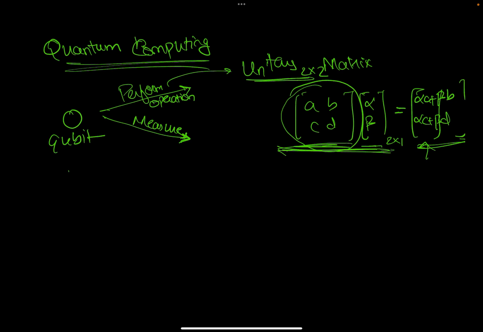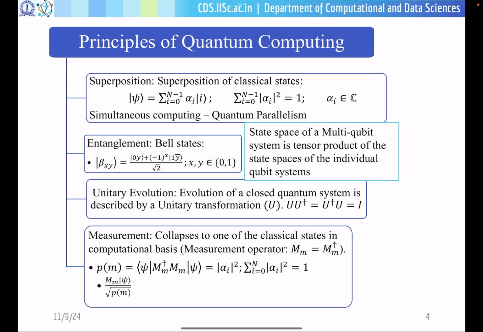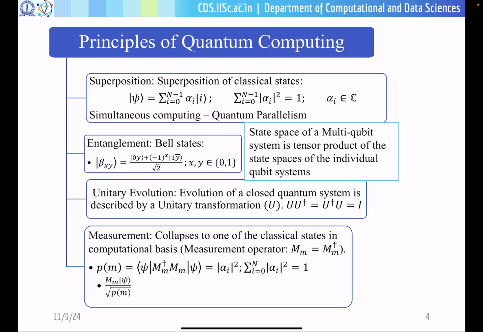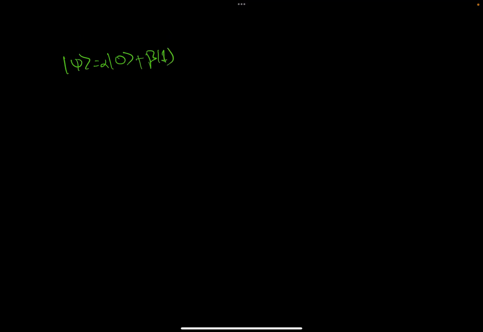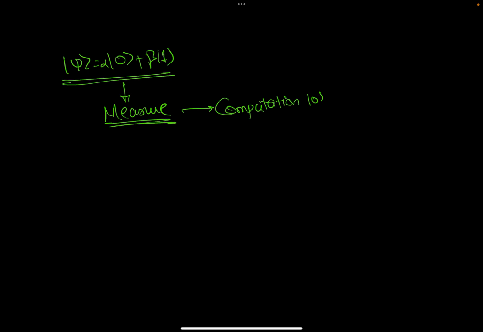Or we can measure the qubit. Suppose this is the state of the qubit, that is alpha beta as shown over here. And suppose I measure the qubit. So what will happen in the case of measuring the qubit? Upon measurement, it will collapse to the computational basis. Now what do I mean by computational basis? It is state 0 or state 1. So upon measurement, it will either collapse to state 0 or state 1.